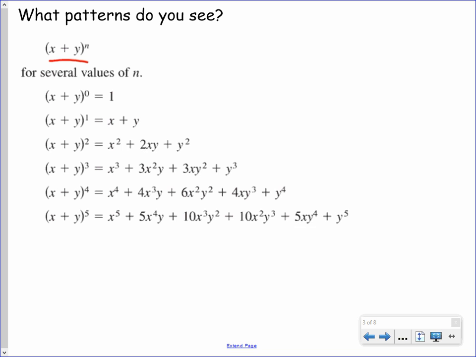Oh, okay. In each row, the first and the last are being multiplied by 1. I would call it a coefficient of 1. So 1x, 1y, 1x squared, 1y squared, 1x cubed, 1y cubed, 1x to the 4th, 1y to the 4th. Okay. Good. Excellent pattern. Catherine, give me a pattern.